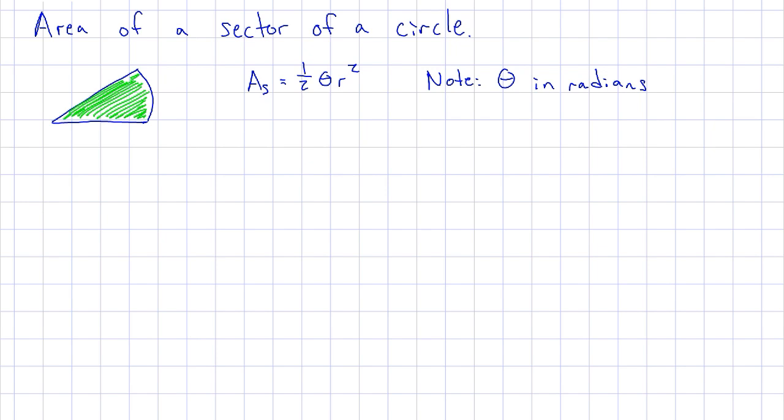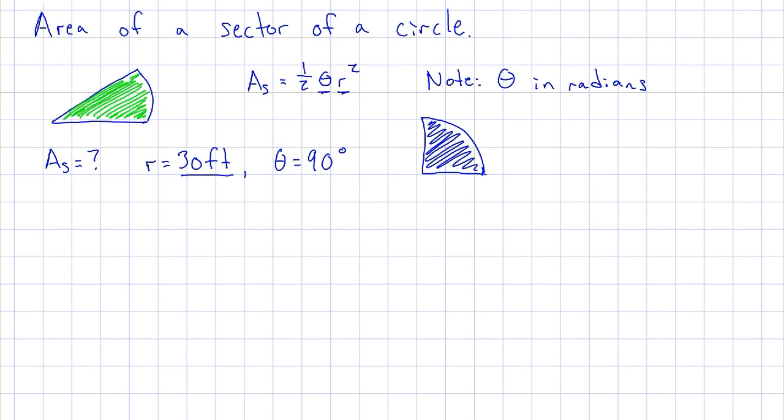Now, the problem statement here is to find the area of a sector if the radius is 30 feet and the degrees, theta, is 90. So that's actually this, right? So this is the area of interest that I'm trying to find. So I'll use my formula. First, I need to have theta as well as r. I already have r, I'm fine there.